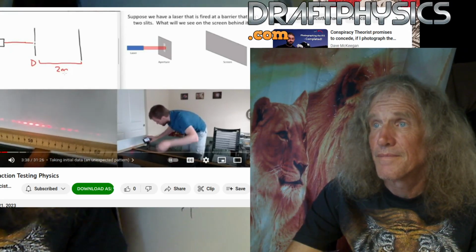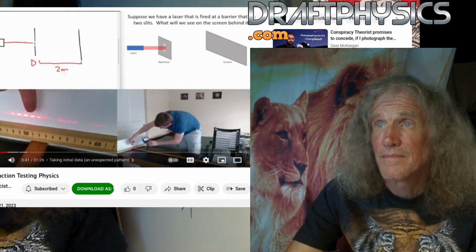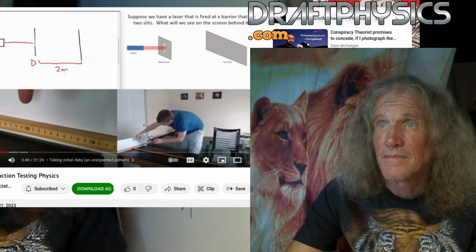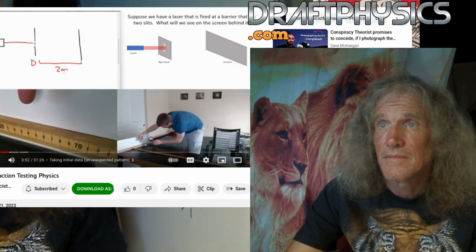Pattern of bright and dark bands. So we get a bright spot right in the middle, and then as we go to either side, we get this repeating pattern of bright and dark bands. Now, notice that pattern continues quite a while. It becomes fainter and fainter.